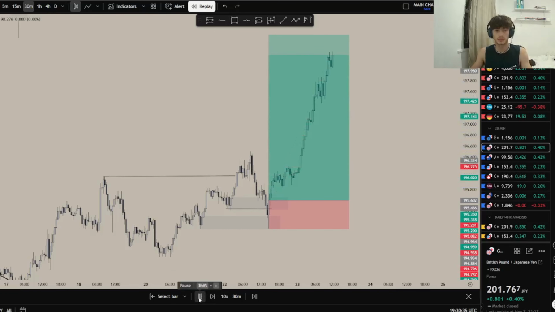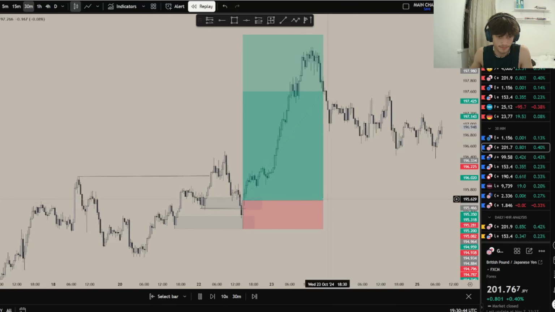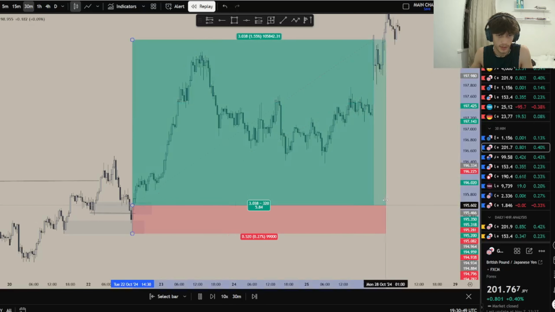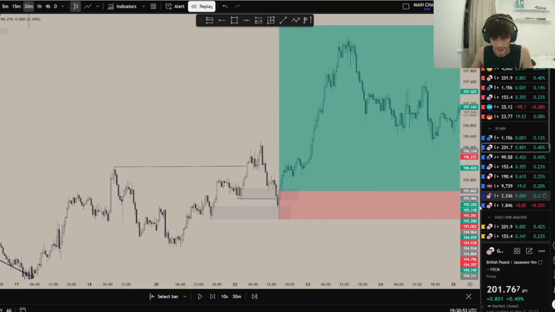You can see price absolutely shoots off into the hemisphere. What will happen to price here? Oh. And there we go, goes on to hit our full TP. So this is an A+ setup for me.